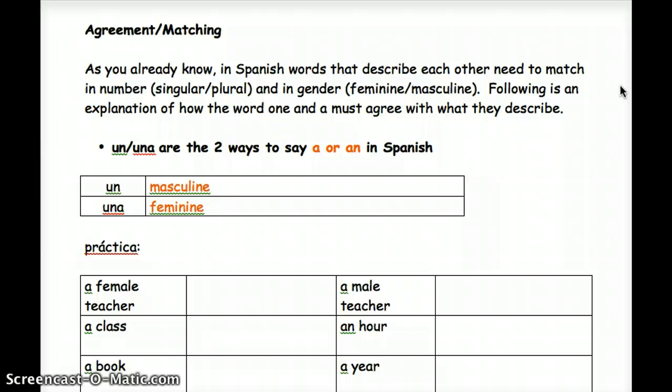So, as you already know, in Spanish, words that describe each other need to match in number and in gender. So following is an explanation of how the words one and a must agree with what they describe. So un and una are two ways to say a or an in Spanish. Un is the masculine version, una is the feminine version.